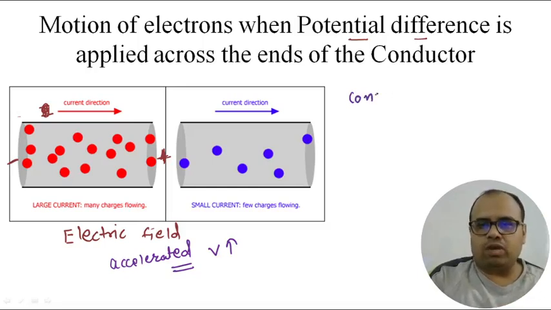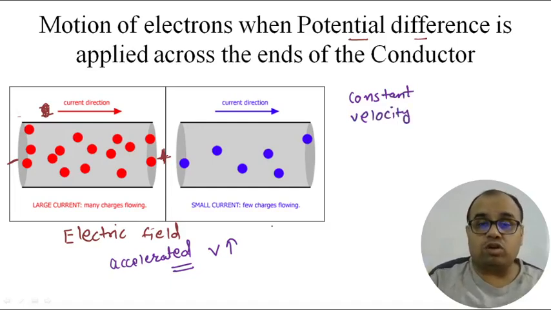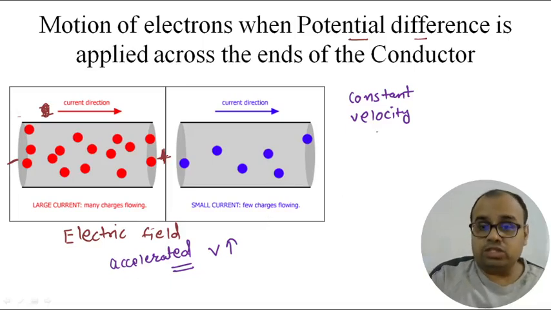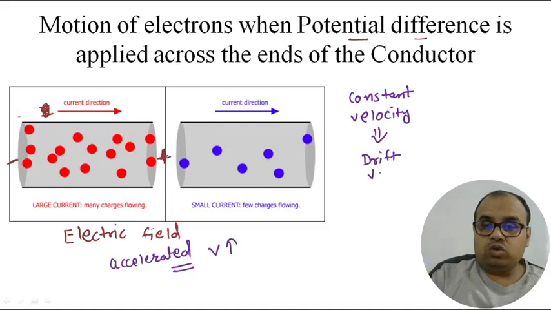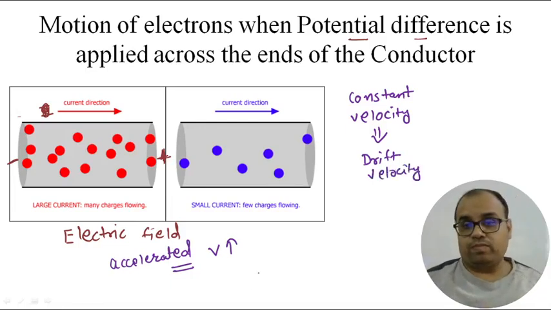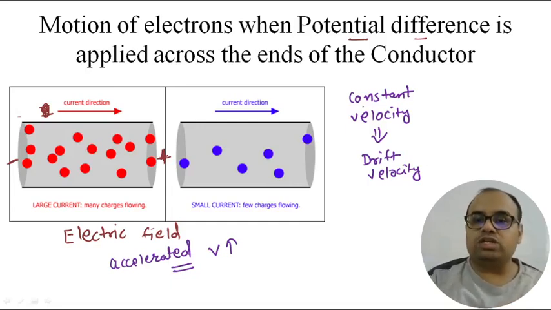Electrons acquire a constant velocity, and then they start moving with this constant velocity. The constant velocity with which electrons start moving under the influence of the electric field is called drift velocity or drift speed. This is what is called drift velocity.